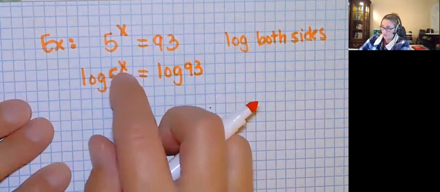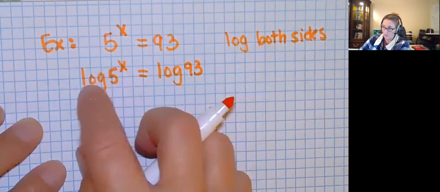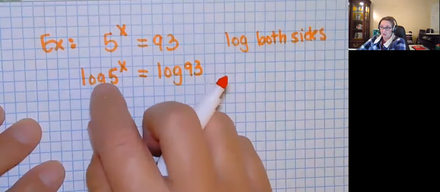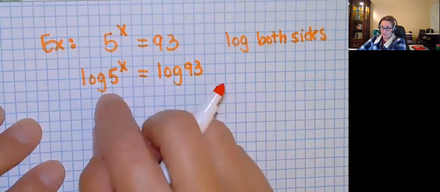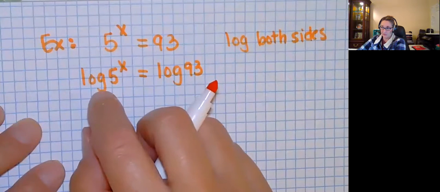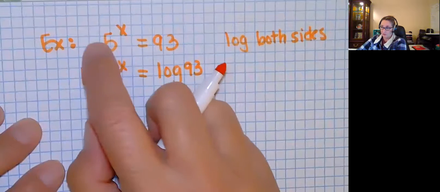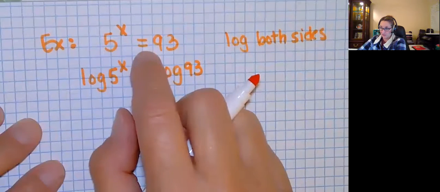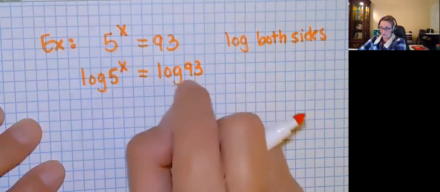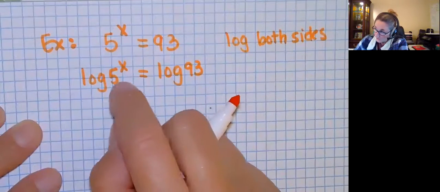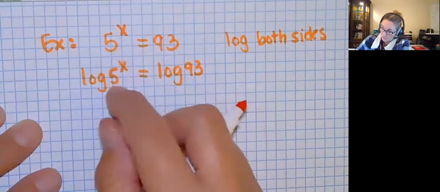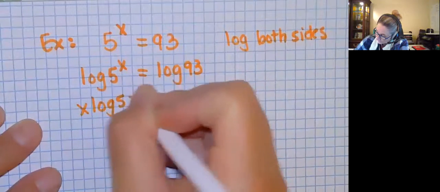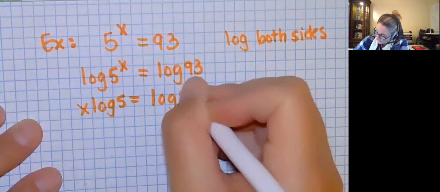So I'm going to take log of 5 to the x equals log of 93. Now, this right here, this exponent, when I'm taking log of something, and let me just say this real quick, I'm taking log base 10, your common log. That way I can put it in my calculator, okay? So I'm taking log base 10 of 5 to the x, log base 10 of 93, okay? And that's, again, what this is when there's no base there. Now, this exponent, when I take log of something to a power, the power moves in front. So I get x log 5 equals log 93.